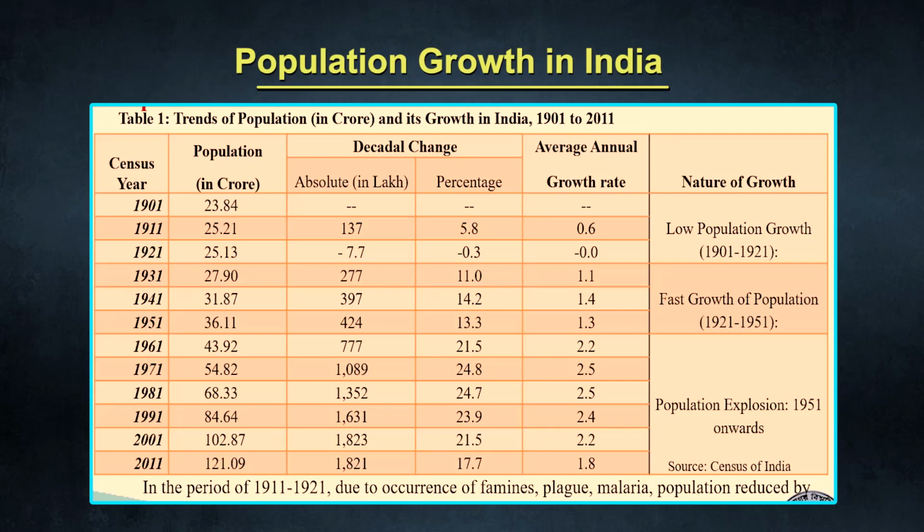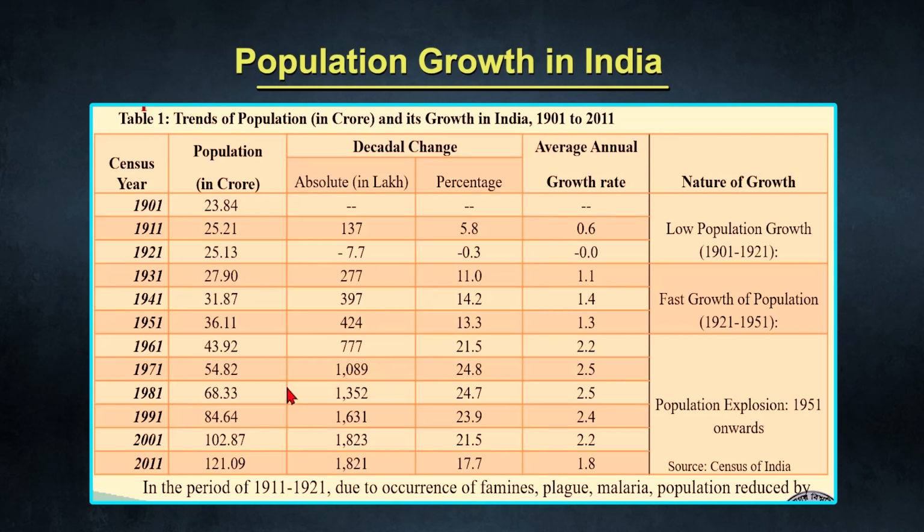But after 1921, the population growth tremendously increased in our country. Therefore, this particular year 1921 is treated as the year of divide. And here the population increased by 277 lakh in the year 1931, and the growth rate is 1.1. During these three decades, 1931, 1941 and 1951, the growth rate of population is positive but less than 2%. Therefore, this period is treated as the fast growth of the population.